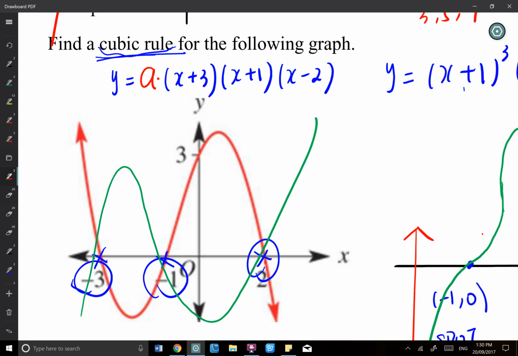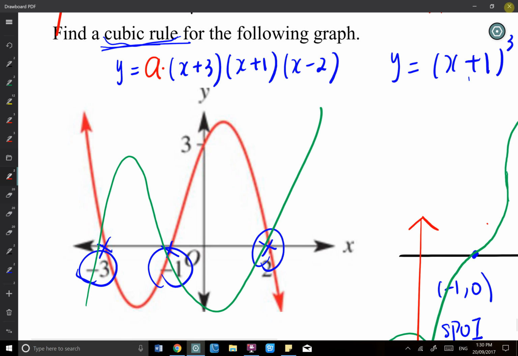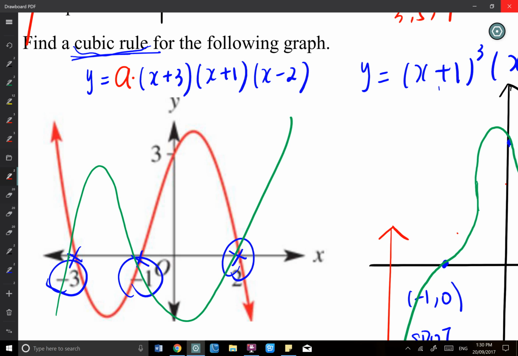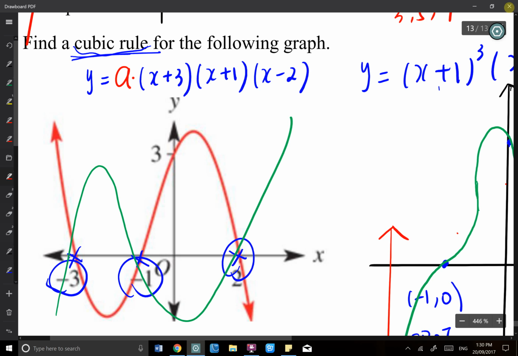Also, if you put the point (0, 3) in, it doesn't satisfy. Put 0 in, so 3 times 1 is 3, and times -2 is -6. You're not going to have a y-intercept of 3. So you need an a value in front to make the graph look the same. You can have infinitely many graphs with the same x-intercepts but different shapes, different equations.